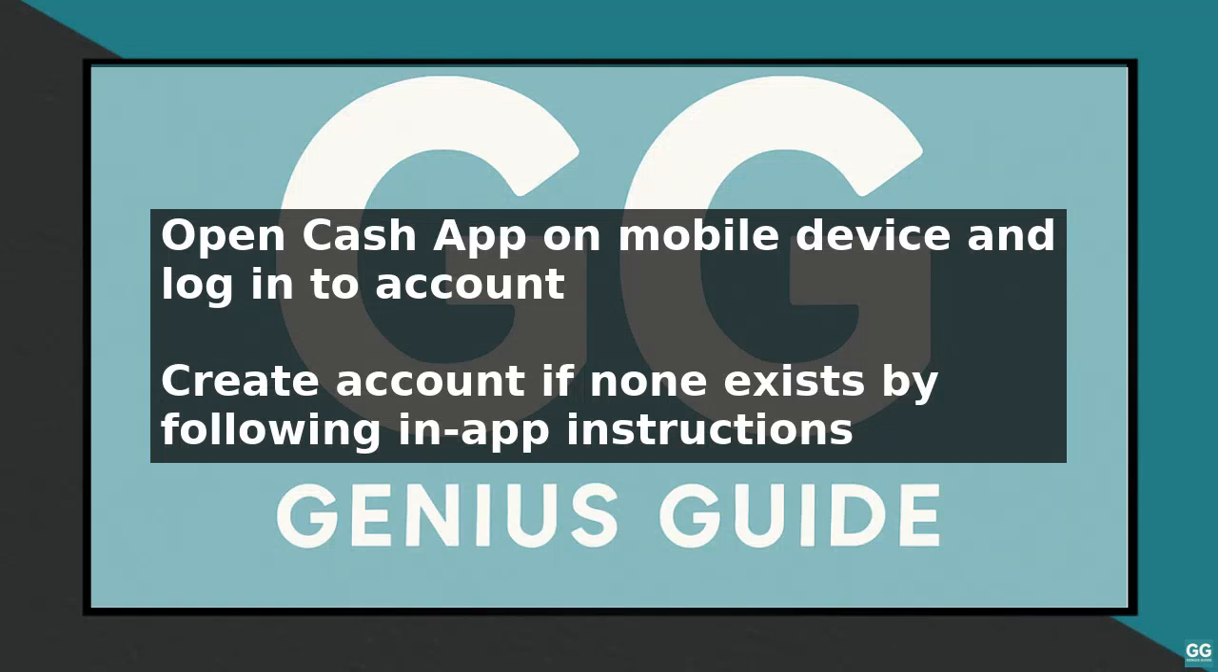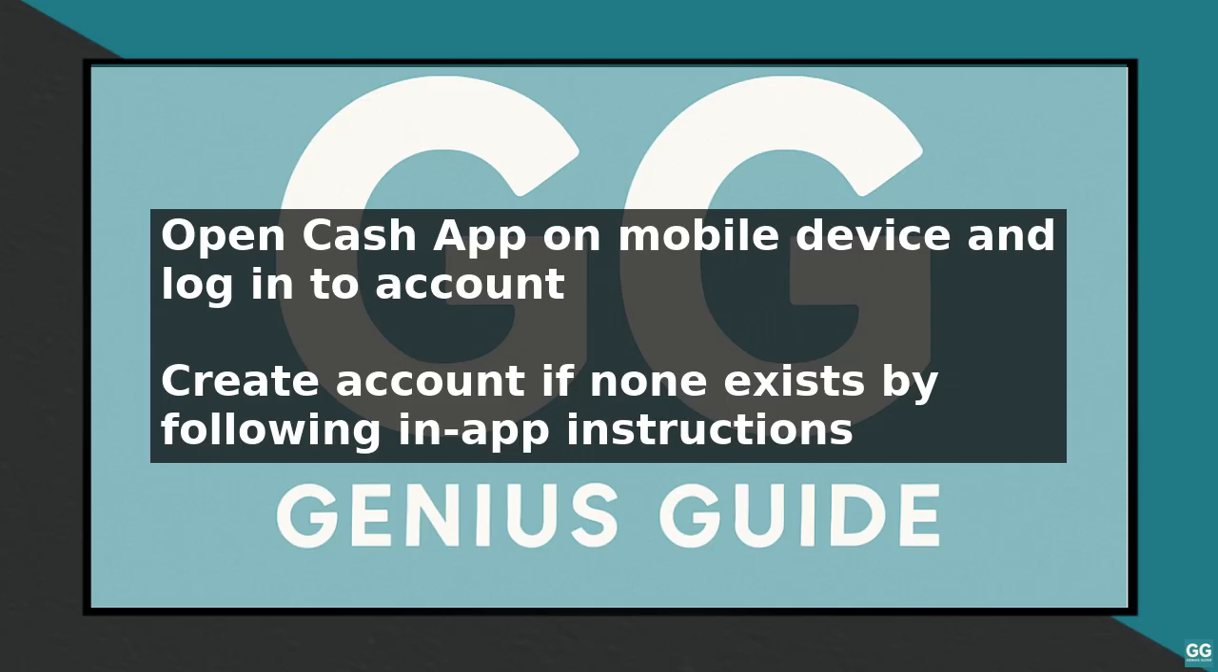To buy Bitcoin from Cash App, start by opening the app on your mobile device and logging into your account. If you do not have an account, you will need to create one by following the in-app instructions. Once you are logged in, tap on the Investing tab at the bottom of the screen.